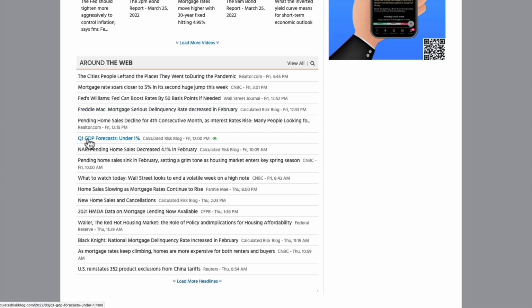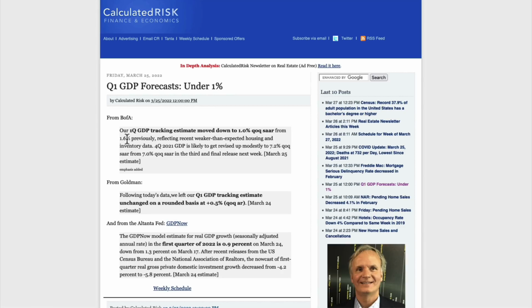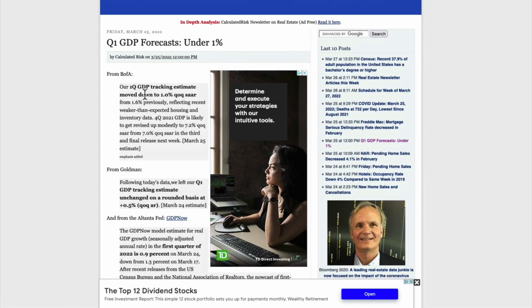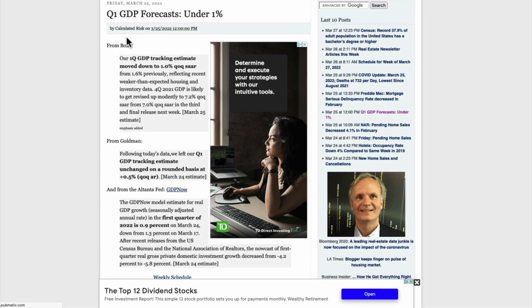We keep coming down here. Look at this, Q1 GDP forecasts, under 1%. Click on that, and you're going to get Q1 GDP forecasts and whose they are. Bank of America: our first quarter GDP tracking estimate moved down to 1% quarter over quarter, that is the seasonally adjusted annual rate, that's SAAR, from 1.6 previously, reflecting weaker than expected housing and inventory data.